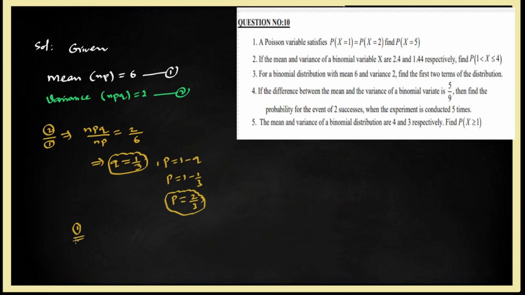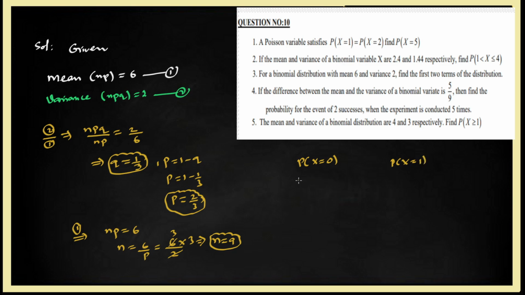From the first equation, np equals 6, n equals 6 by p, that is 6 divided by 2 by 3. So 6 times 3 by 2, 2 3s are 6, 3 3s are 9. So n equals 9. Now we have to find the first two terms, means P of x equals 0 and P of x equals 1.